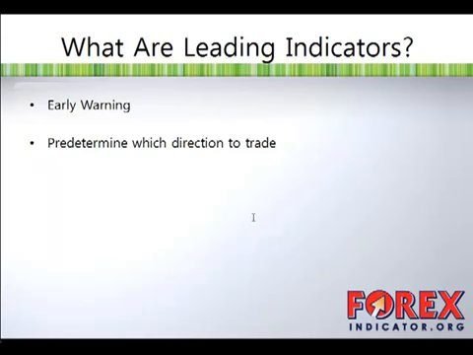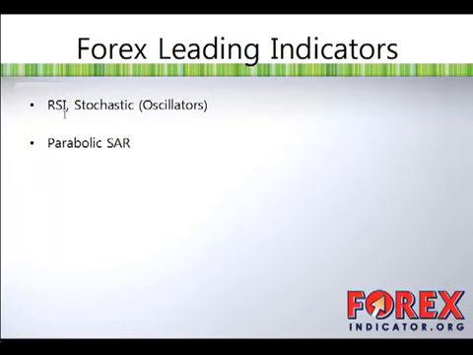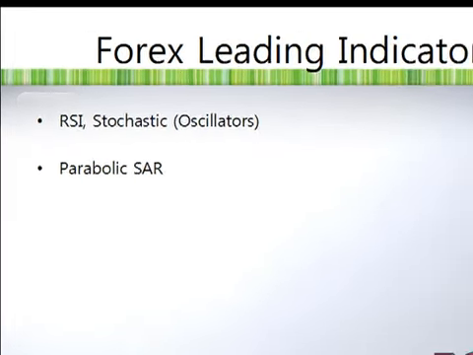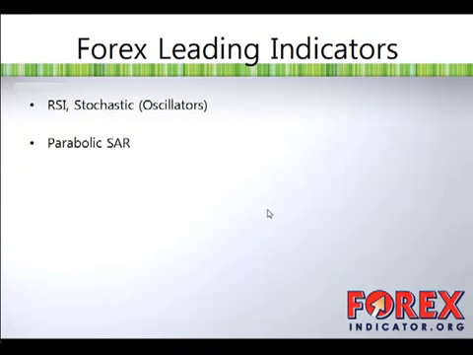However, most of the indicators in our Forex platform are lagging in nature, and there are only a few that are really leading in nature. So in this tutorial, I'm going to go through with you so that you have a better understanding of which are the leading indicators to use. The leading indicators are basically the oscillators. The oscillators are the RSI or the stochastic, both of them oscillators, as well as the parabolic SAR. These three indicators are basically the leading indicators that can help us predetermine where the price is going to move, so that we can enter a trade to benefit from the movement.